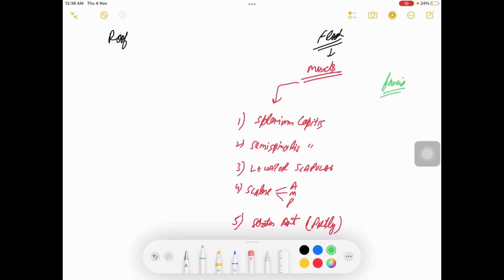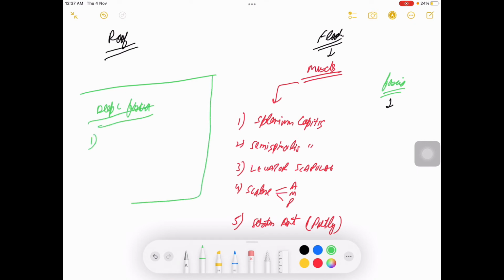Then this fascia. Basically, there is a presence of a deep cervical fascia. It has certain layers like investing layer, pre-vertebral layer, pretracheal layer. I'm not going to go into detail about those layers, but I have explained to you that there is that fascia. The deep cervical fascia has 3 layers basically. This is just something extra that you need to know.